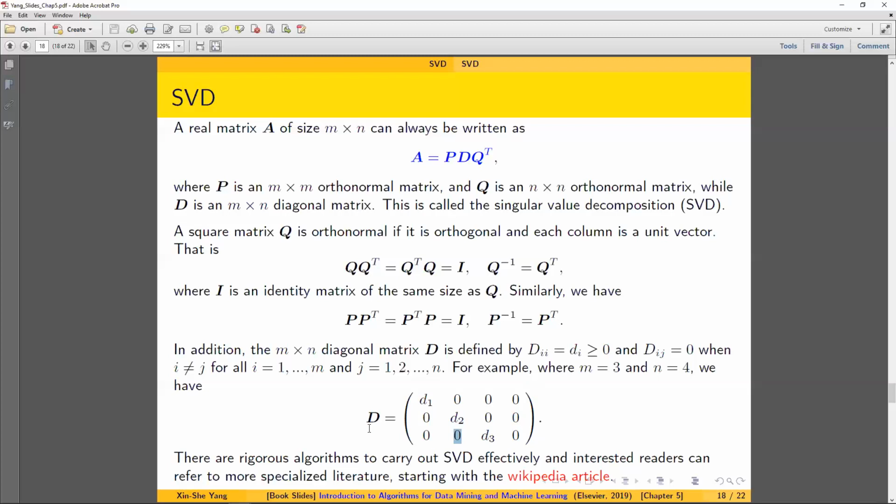Of course, there are all kinds of rigorous algorithms to carry out SVD effectively, and you can refer to specialized literature if you're interested in how it works. But at least at a high level, conceptually, any real matrix can be decomposed into three components, and this process is considered to be singular value decomposition, SVD.